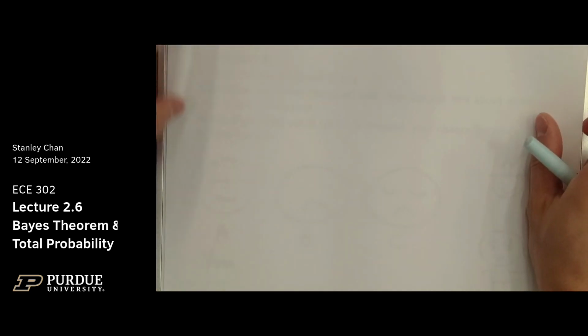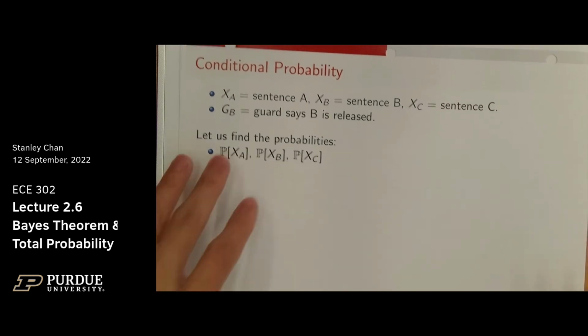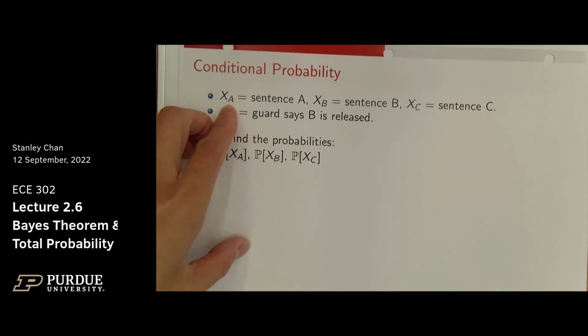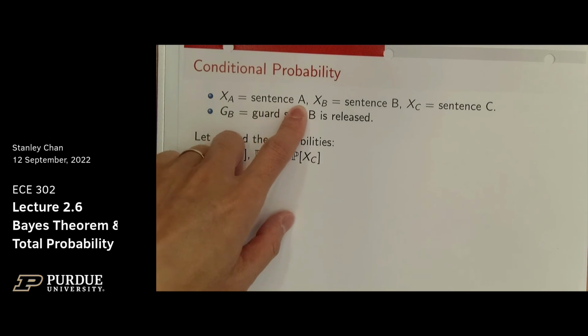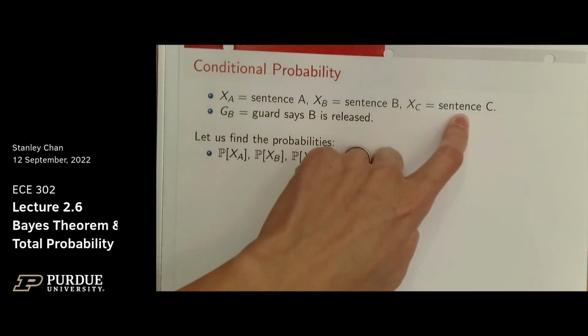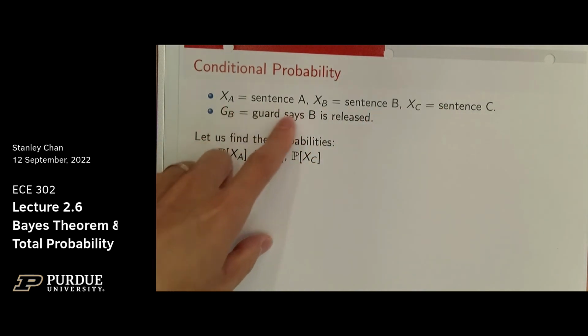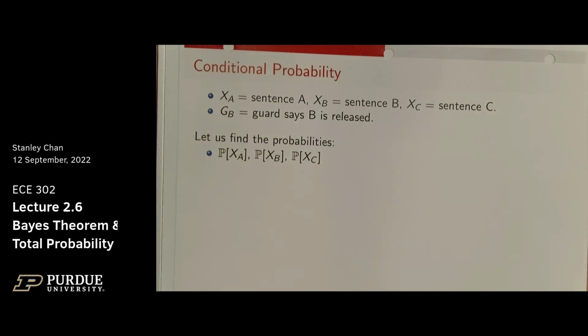So let us define the following probabilities. Actually, I have this typed here. Define the event XA to be sentence A, XB sentence B, XC sentence C. So these are the three events. GB means that the guard says B is released. And without loss of generality, let me just assume that the guard says B. It could be C, it doesn't matter. So let's calculate the probability of XA, XB, and XC. Let's calculate these three numbers. What are they?